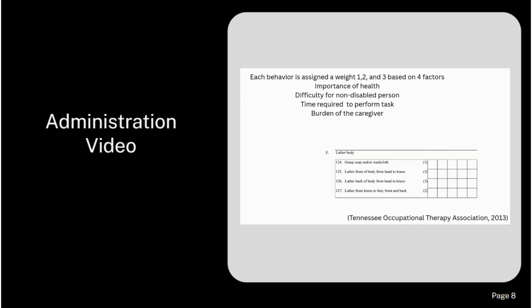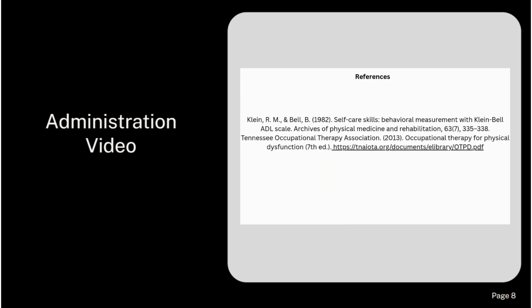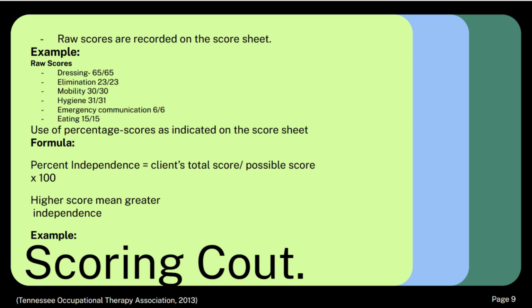Each behavior is assigned a weight, a 1, a 2, or a 3, based on 4 different factors: the importance of health, the difficulty it is for the non-disabled person, the time required to perform tasks, and the burden of the caregiver. These weights are seen right on the same line as the behavior right before the boxes. These weights will help the therapist to come up with intervention plans to help benefit the client to become more independent. The higher score means greater independence.